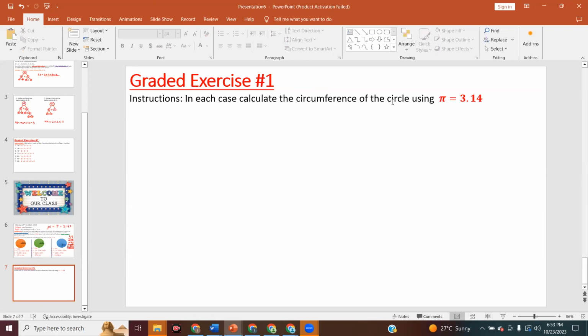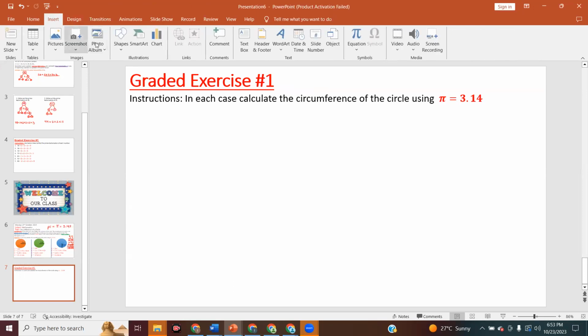So in each case, calculate the circumference of the circle using pi as 3.14.